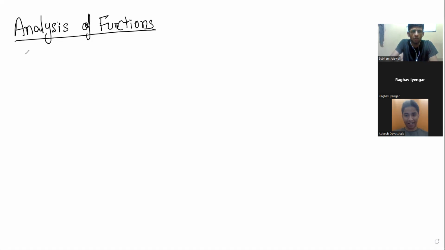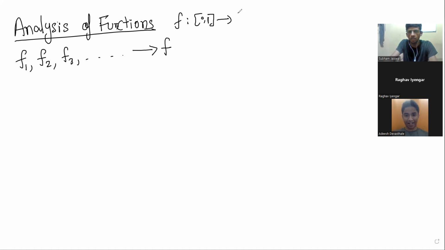Analysis of functions: we obviously know that we have a sequence of functions, and we have defined a notion of limit. Right. So can anybody review? Let's say that each f_n is from [0, 1] to R, right? So what is the definition of limit? Can anyone review?